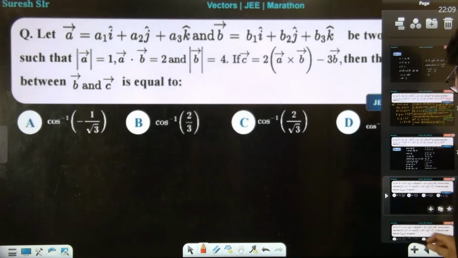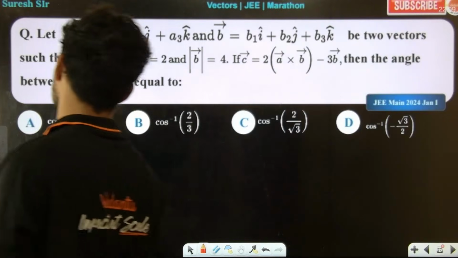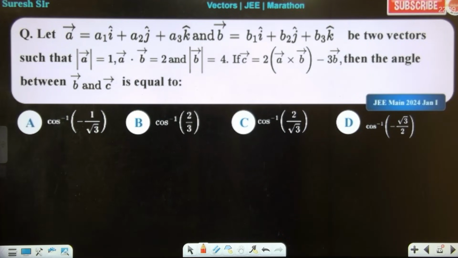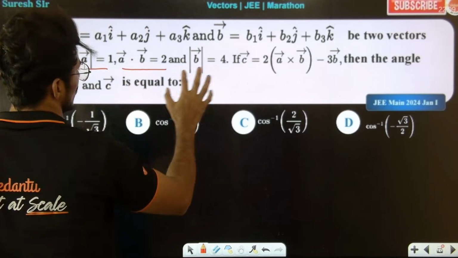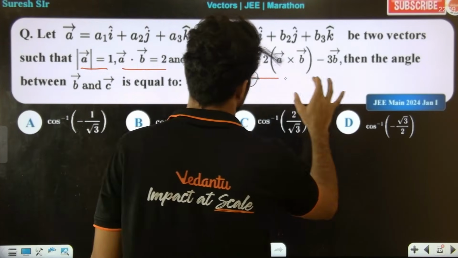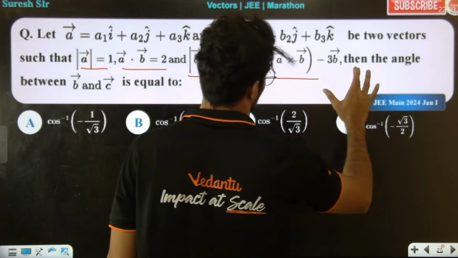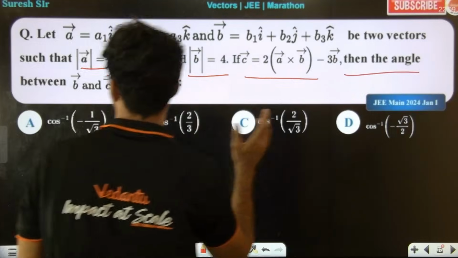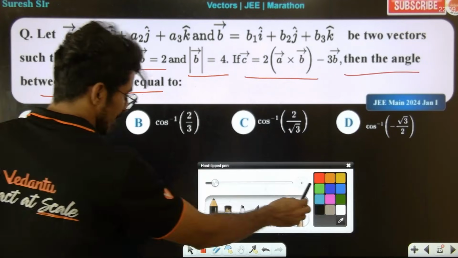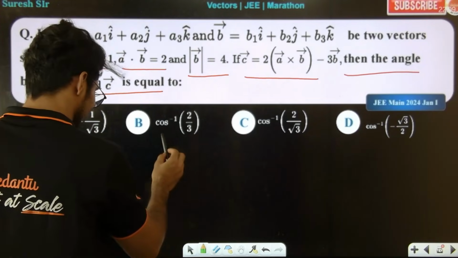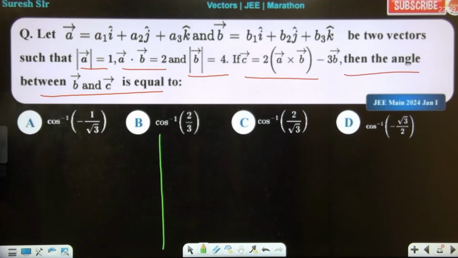What is this? A vector is this, B vector is this, such that magnitude of A is 1, A dot B is 2, magnitude of B is 4, C is equal to 2 times A cross B minus 3 times B vector. Then the angle between B and C is equal to dash. This is one of the beautiful questions, guys. You need to tackle and solve this very carefully. First, how do I start?